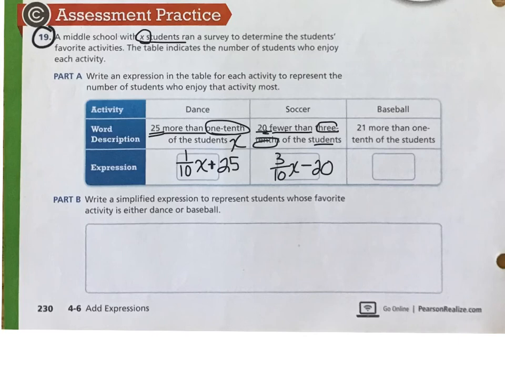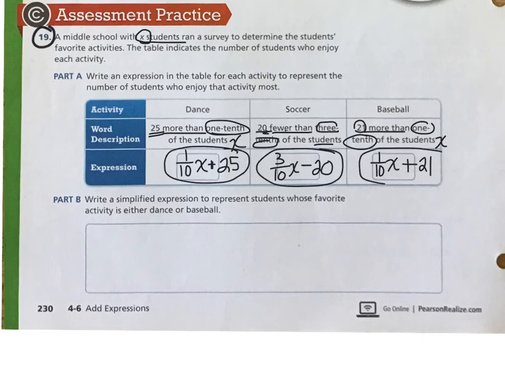For baseball, we have 21 more than 1/10 of the students. And again, those students are X. So 1/10 of the students means 1/10 times X. And 21 more than that means add 21. So these are your 3 expressions that represent dance, soccer, and baseball.